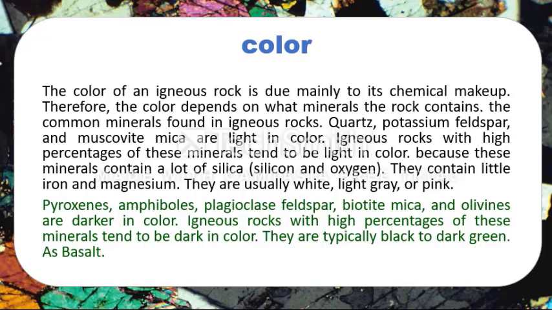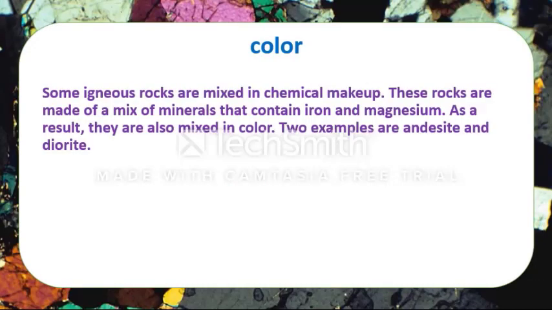We said basalt, and we said it is also related to gabbro. Some igneous rocks are mixed in chemical makeup. These rocks are made of a mix of minerals that contain iron and magnesium. As a result, they are also mixed in color.